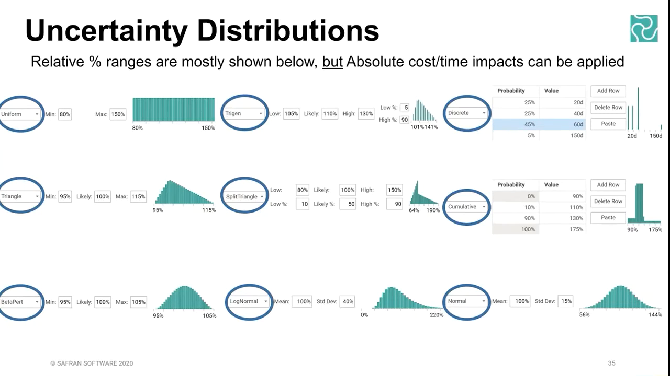I guess it's said there in words on the screen, but I've got most of those set to relative. That means they're shown or described as a percentage increase or decrease on whatever you've mapped it to. But you can also switch it to absolute, which means you can define, like in the top right hand corner, it shows 25% probability of a 20-day impact. So that's an absolute expression. So you can go with percentages, or absolute cost impact, or absolute duration impact.